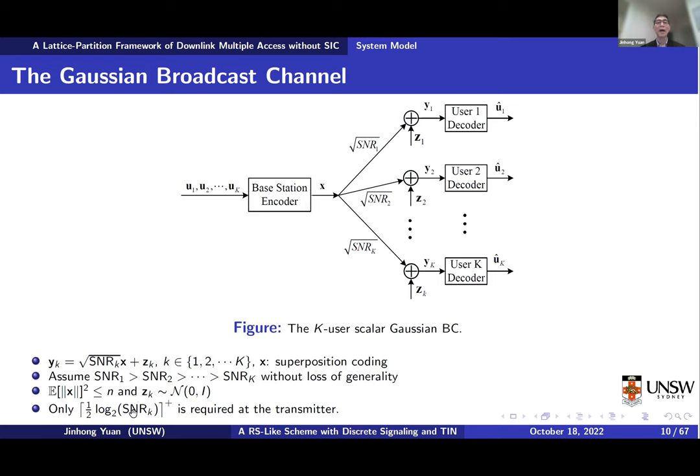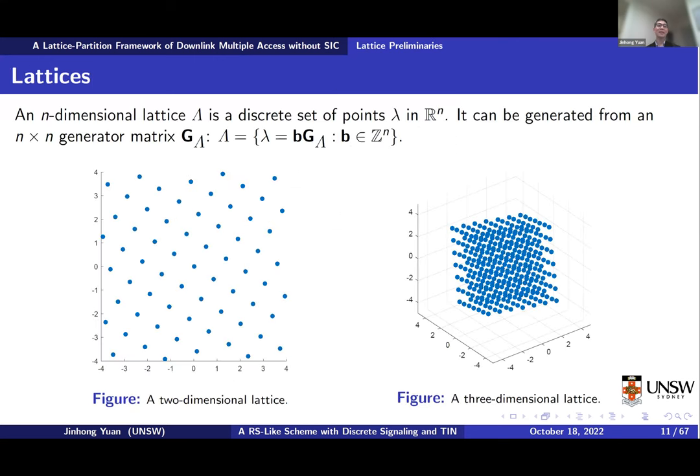We say the transmitter has perfect knowledge of the channel. Consider a single antenna system, or scalar broadcasting channel, which means we only require the transmitter to know an integer, which is calculated from the signal-to-noise ratio. It's shown here: half log two of the SNR for the kth user. That is all you really need to know on the transmitter side, only an integer number. The scheme we are going to propose is based on lattice partition.